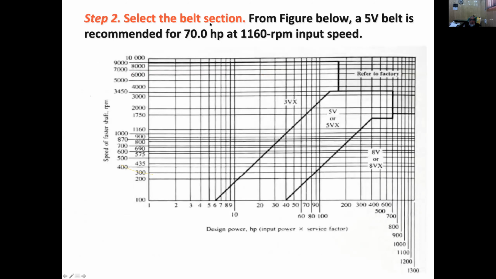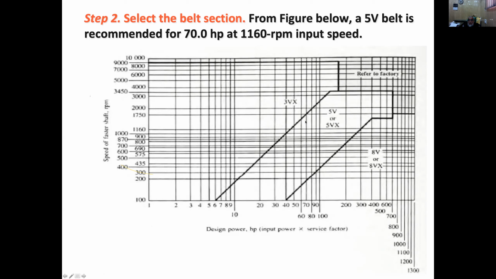In the second step, select the belt. As I told you last time also, it is given in the PPTs which I have shared with you. It is 3VX belt, 5VX belt, or 5V belt, or 8V or 8VX belt. Now, you have to select the type of belt, say 3V or 5V or 8V, on the basis of the table here, and this is based on the power. Design power is input power into service factor, which is now 54. And if you see here, there is RPM. RPM is 1500, and your belt design will come, which is a 5V belt design.